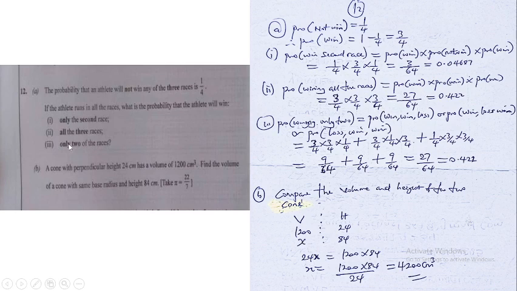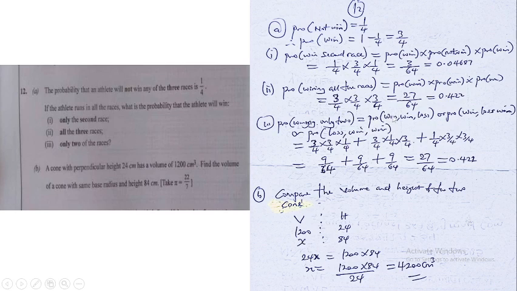Then the last one: what is the probability of winning only 2 of the races? That means we have options. I can have win, win, lose; or I win the first one, lose the second one, win the third one, so he won 2 races in that one as well; or I can have the probability of losing the first race and winning the last 2 races. So these are the 3 ways in which you can win 2 races.